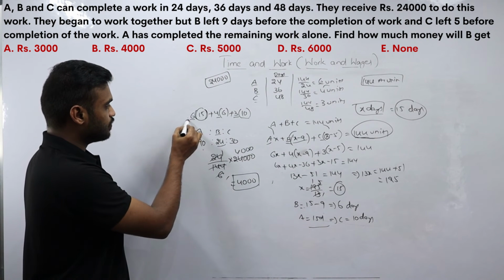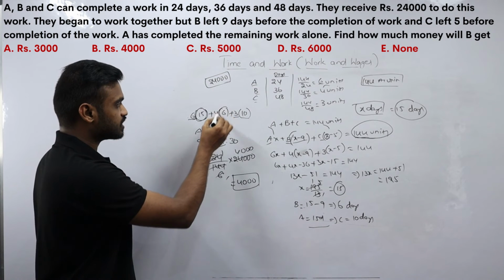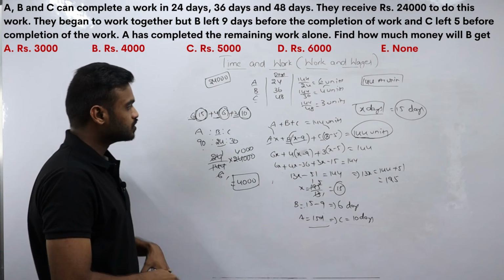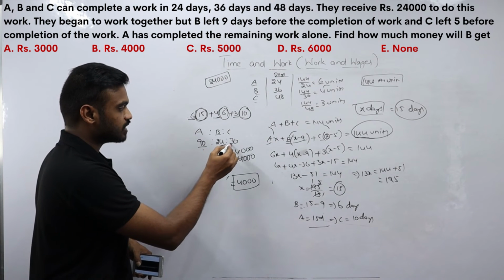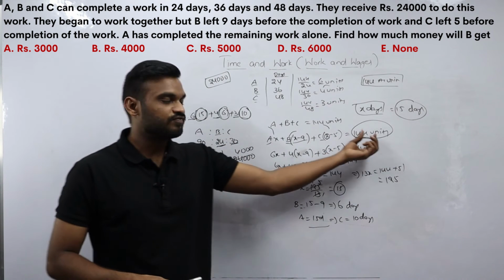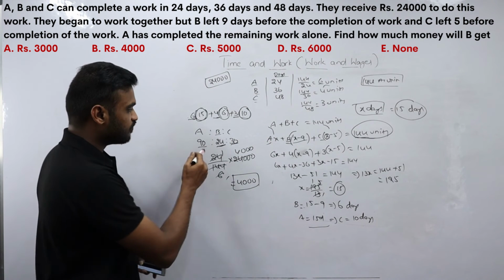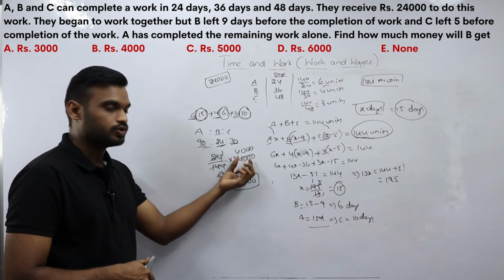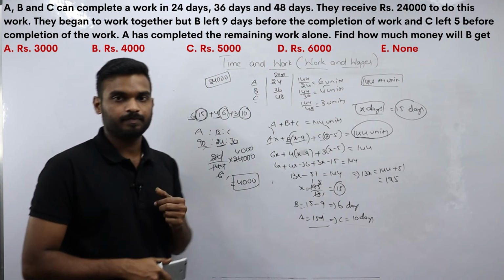See, A is completing 6 units per day working for 15 days, B is completing 4 units per day working for 6 days, C is completing 3 units and working for 10 days. So individually they are completing 90 units, 24 units and 30 units of work out of 144 units. Now we need to find the share of B. Out of 144 parts, B's share is 24 parts. So 24 by 144 into 24,000, and we get 4,000 rupees as B's share of money.